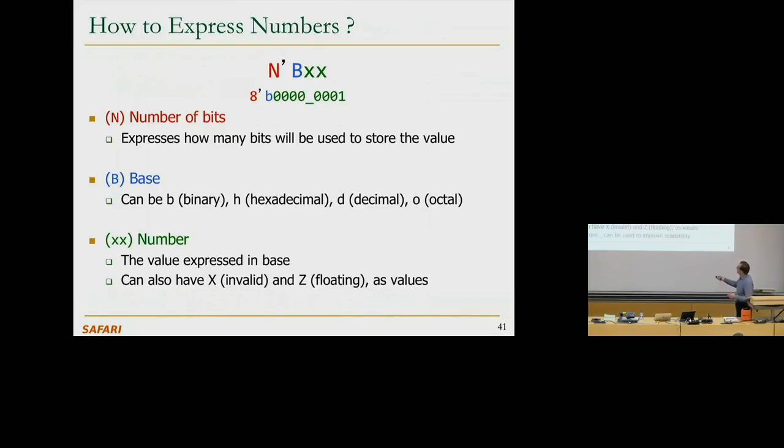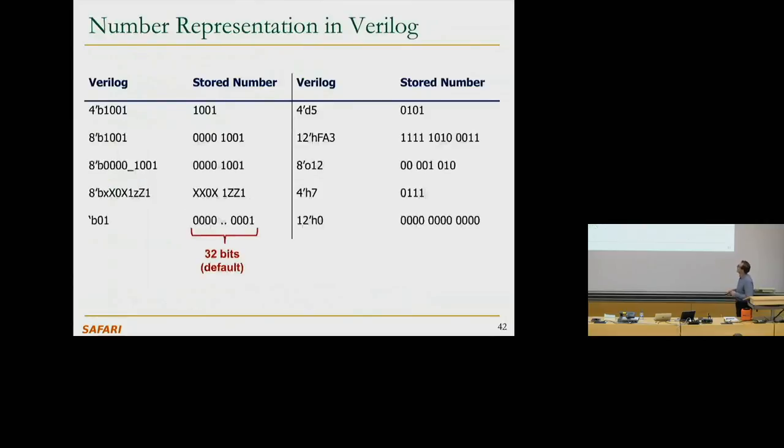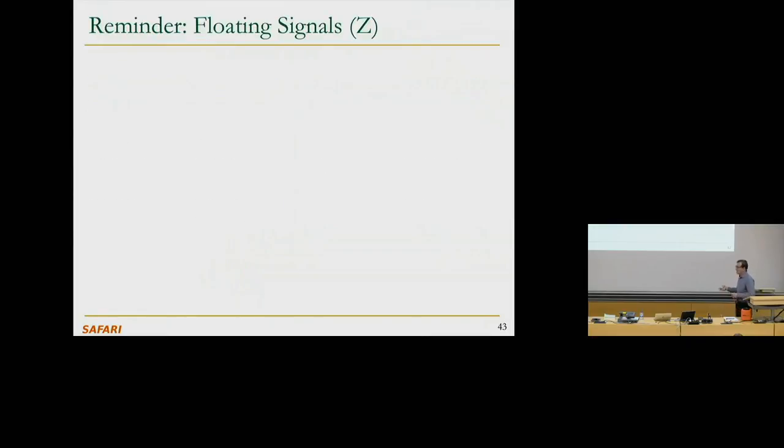Okay, underscore can be used to improve readability, like that over here. So this specifies an 8-bit binary number that has this value. So okay, this is an example. Your book has some other examples. Default is if you don't specify how many bits you have, you get 32 bits by default. And you may not want that, right? You may not want a 32-bit value wire. Okay, I mean, you can study this. It's kind of obvious.